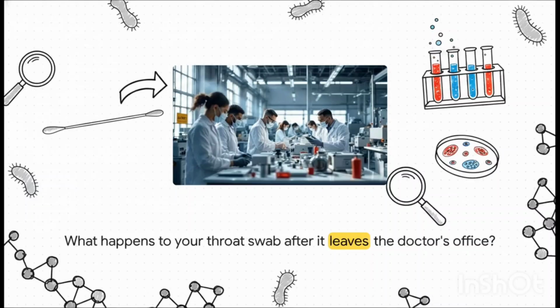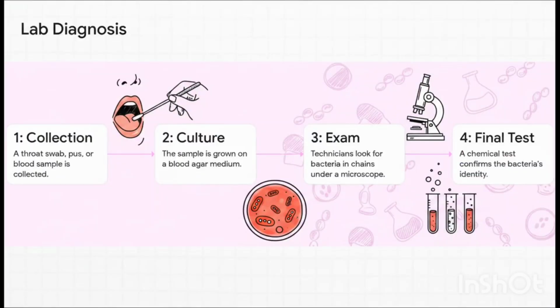So what happens next? Well, the process is pretty methodical. First, they take that specimen, your throat swab, or maybe another sample. Then they spread it on that same blood agar plate we talked about and let it grow. After that, a technician takes a look under the microscope, searching for those signature chains of round bacteria. And finally, for the ultimate confirmation, they do one last chemical test.